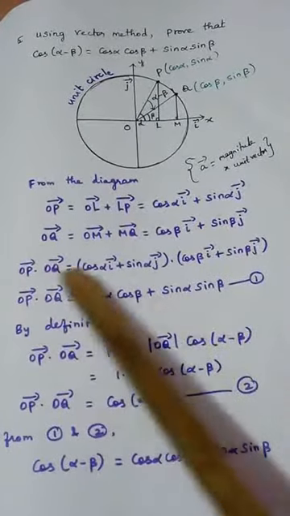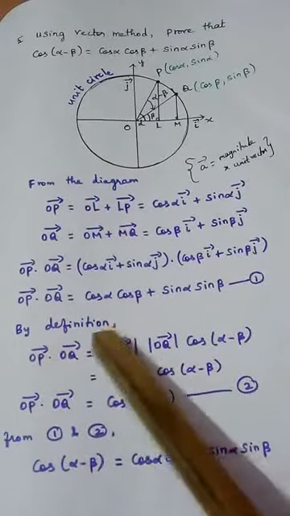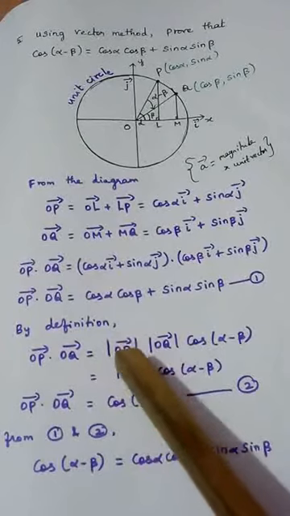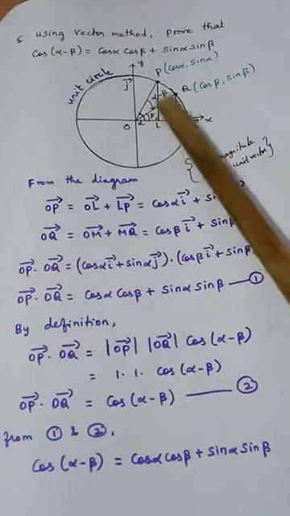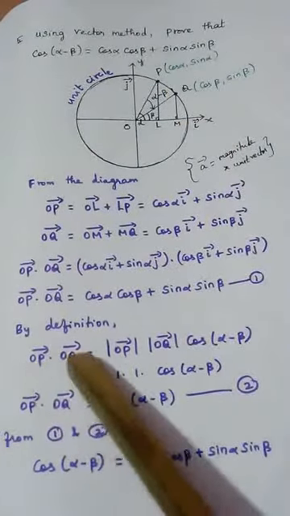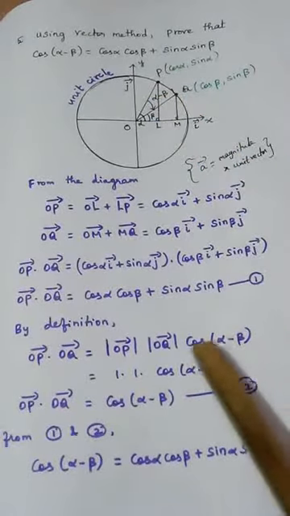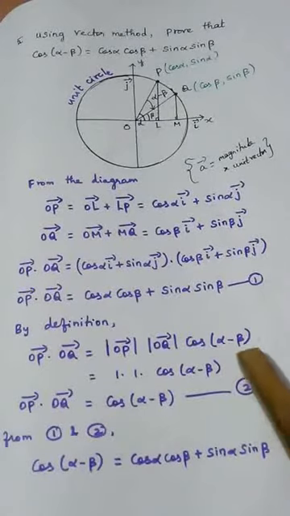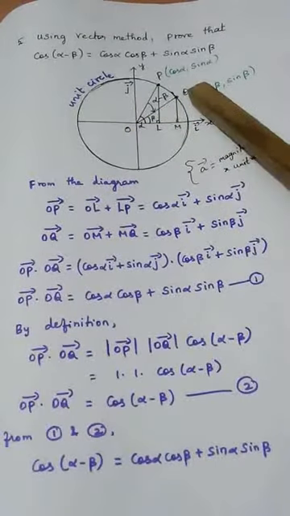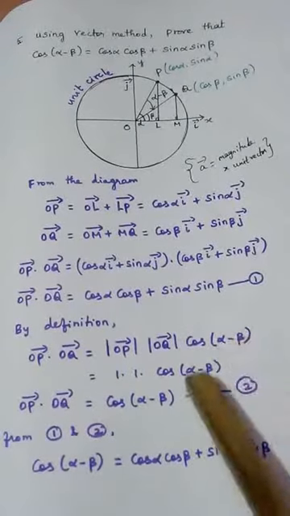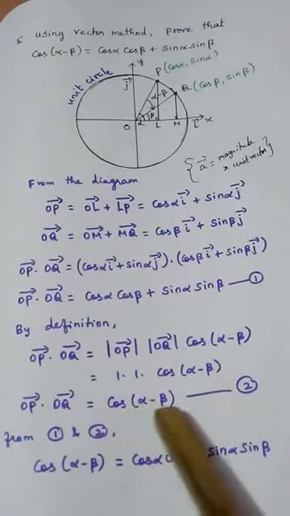OP vector dot OQ vector, one value we found out, that we are taking as first equation. By definition, that is by formula, what is the formula for dot product? Modulus of first vector, modulus of second vector, cos theta. Here theta is nothing but alpha minus beta. See the diagram for the angle between OP and OQ. Angle is alpha minus beta. So in place of theta, we are writing alpha minus beta. Since it is a unit circle, radius is 1. So OP is 1, OQ is 1. So 1 into 1 means you just leave it and write only cos(alpha minus beta).